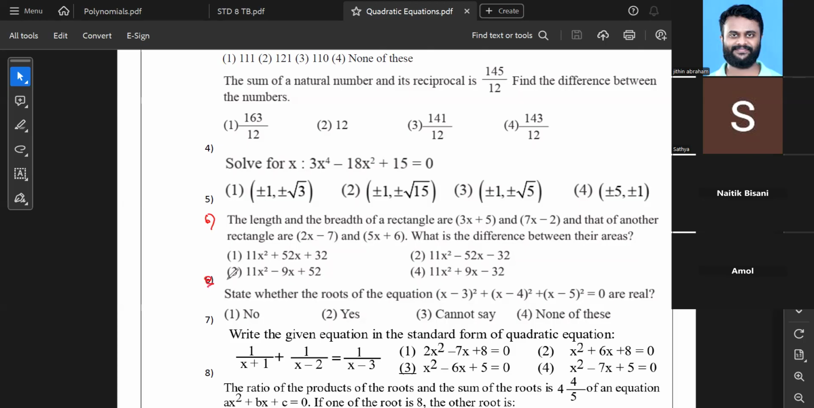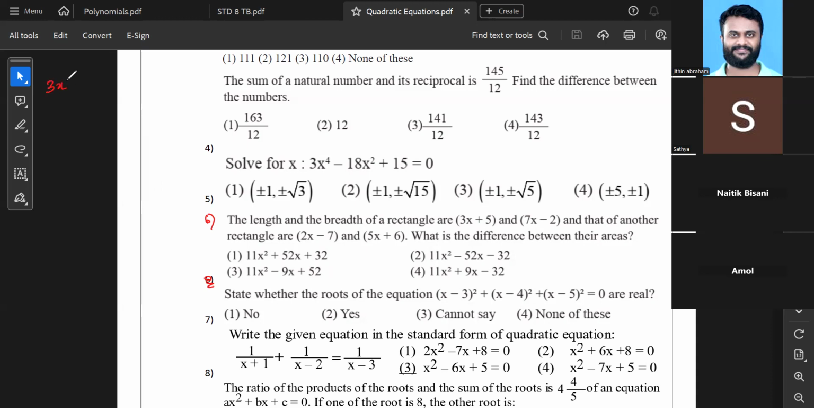Sixth one. The length and the breadth of a rectangle is 3x plus 5 and 7x minus 2, and that of another rectangle is 2x minus 7 and 5x plus 6. What is the difference between their areas? So let's find the difference between their areas. Okay. So let's find the first area. The first area is what? The product of these numbers.